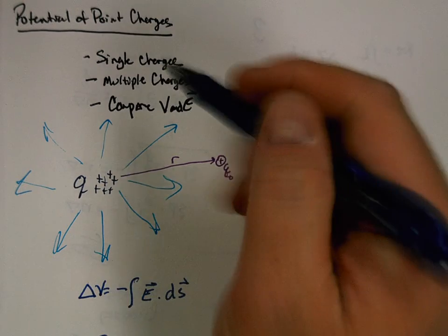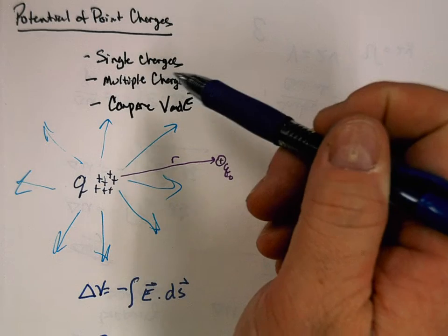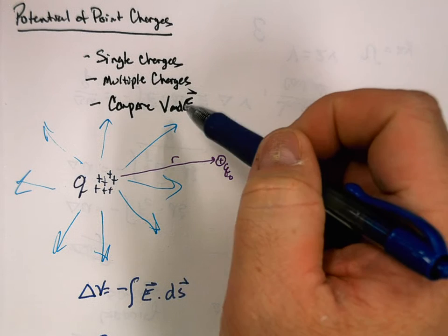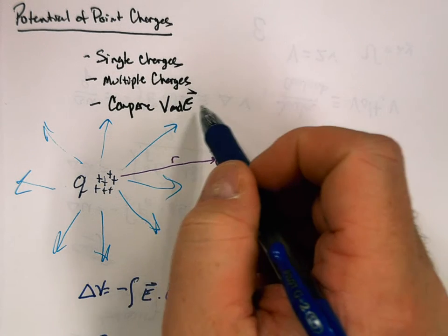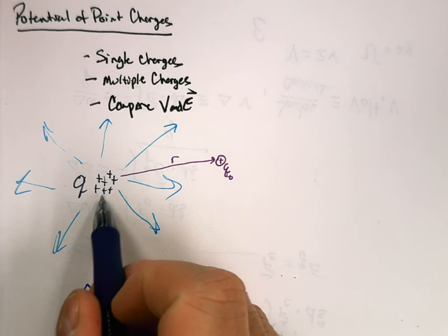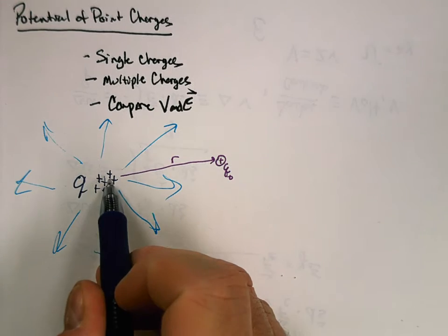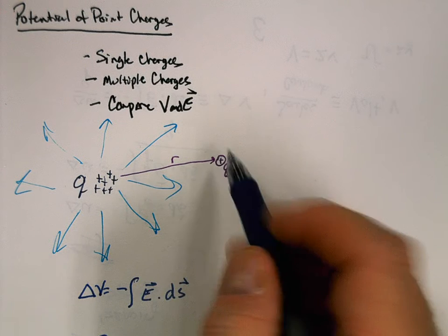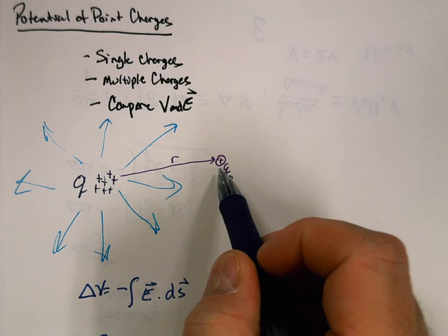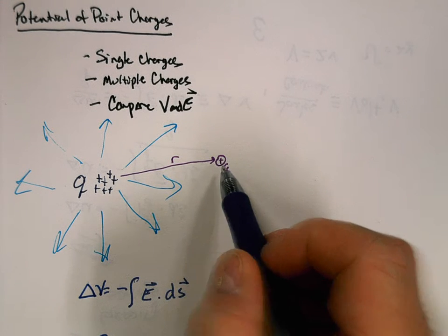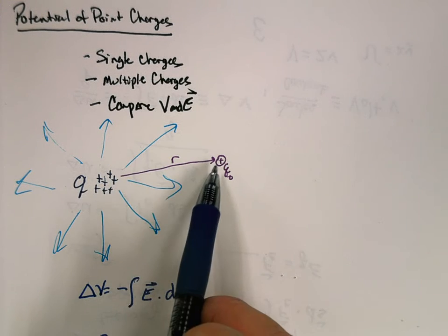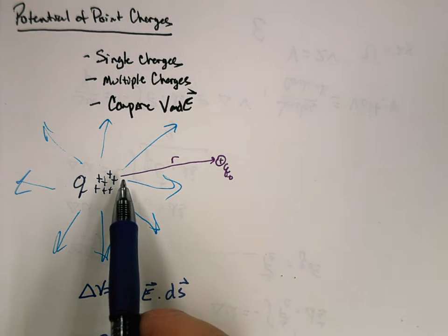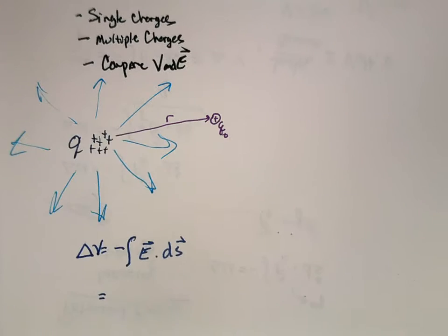There we are. Okay. So we have potential point charges. We start with a single charge, then we have multiple charges, and then we're going to compare our voltage and our electric field. So here's our charge with an electric field around it, and we bring in a point charge. To get a point charge in here, we've taken it from somewhere else, and it works its way in to get to that spot, which is the distance away from the source.